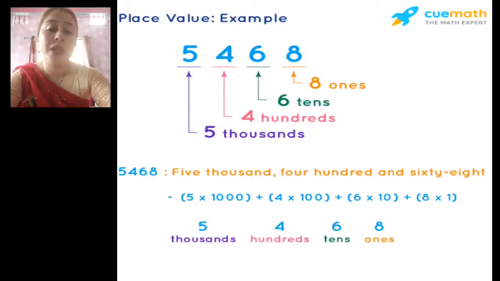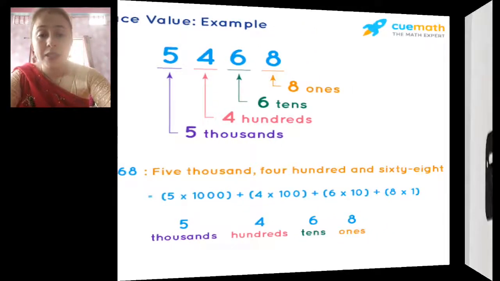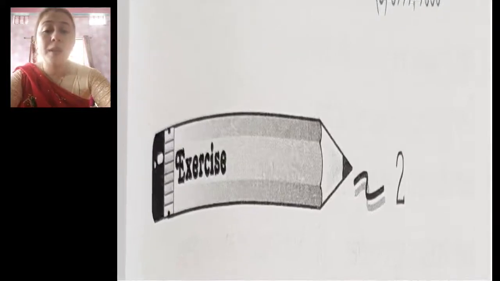Next, here also I have given one example. Here you can see number 5468. Yes, 8 is in ones, 6 is in tens, 4 is in 100, 5 is in 1000 position. So the number is 5468 according to its place value. And here the expanded form of the number is also given: 5 into 1000, 4 into 100, 6 into 10 and 8 into 1. So that will make 5468.